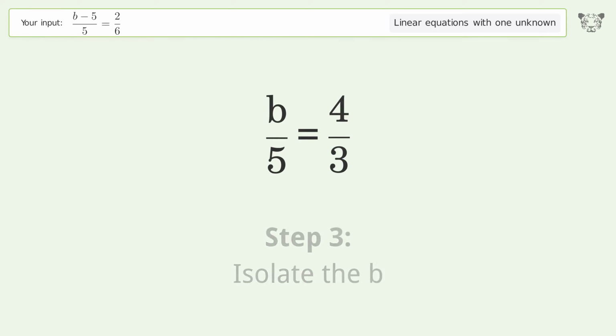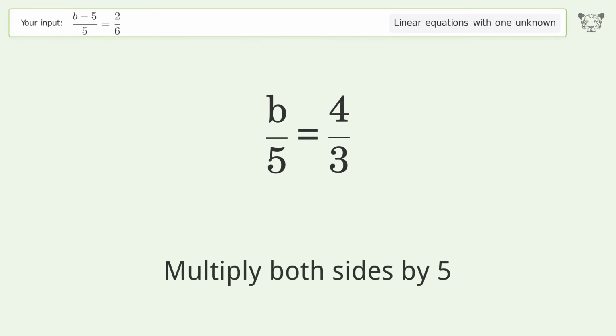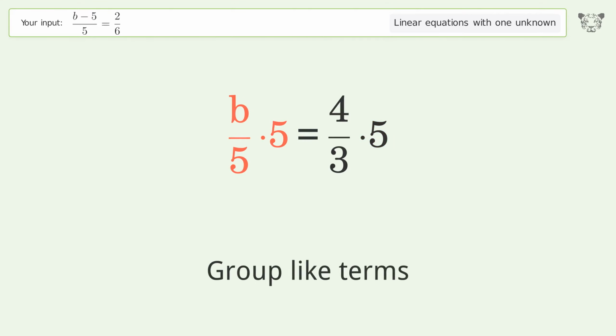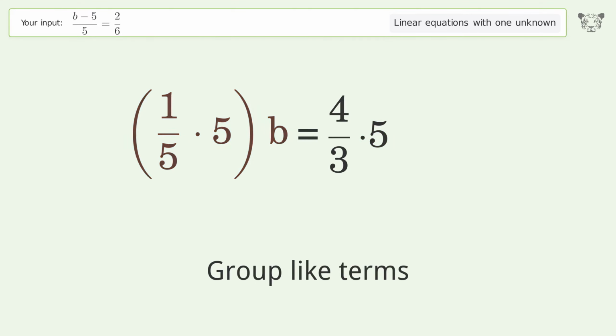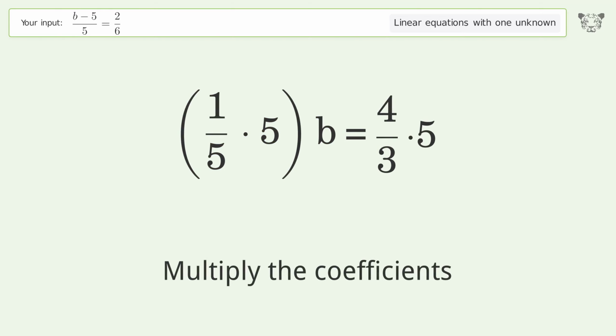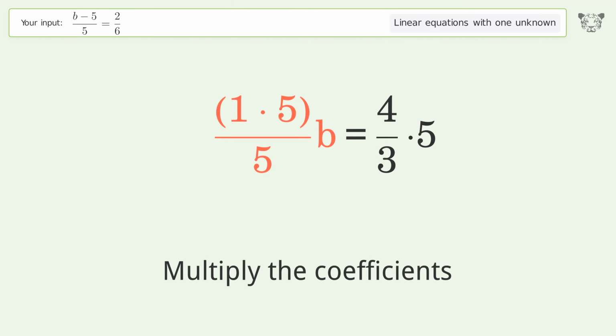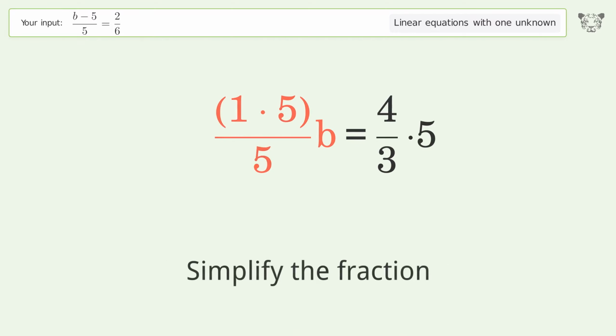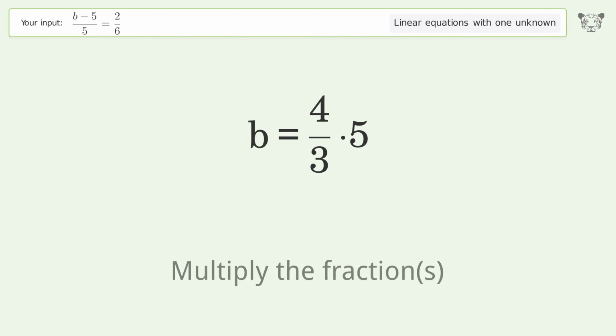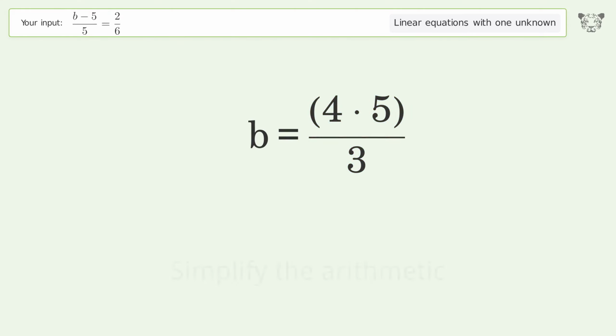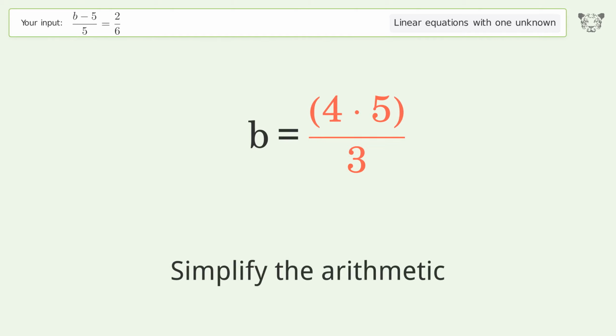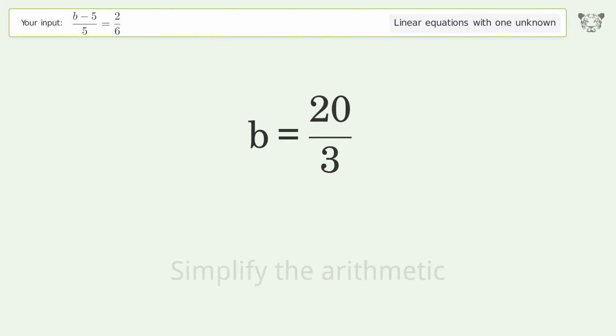Isolate the b. Multiply both sides by 5. Group like terms. Multiply the coefficients. Simplify the fraction. Multiply the fractions. Simplify the arithmetic. And so the final result is b equals 20/3.